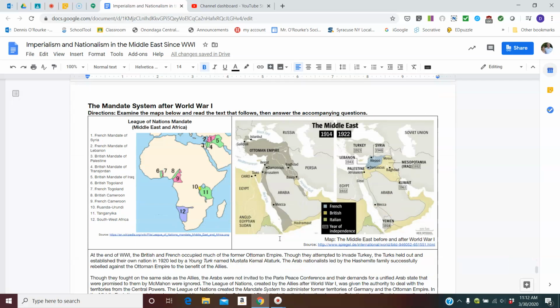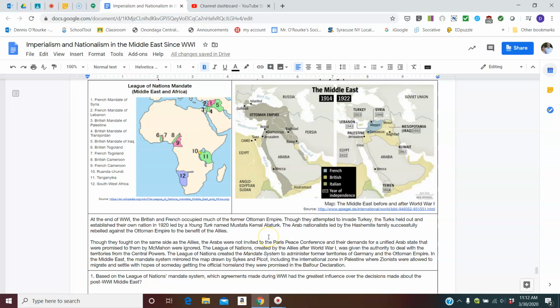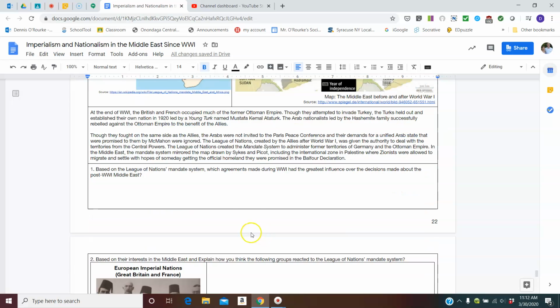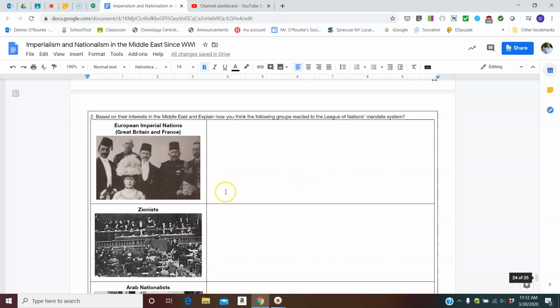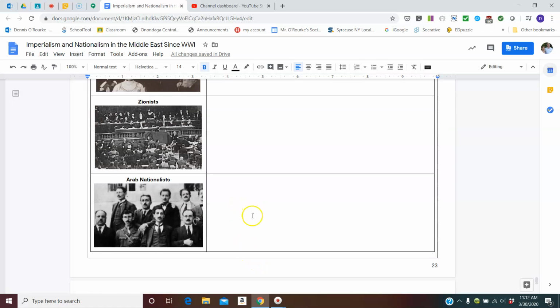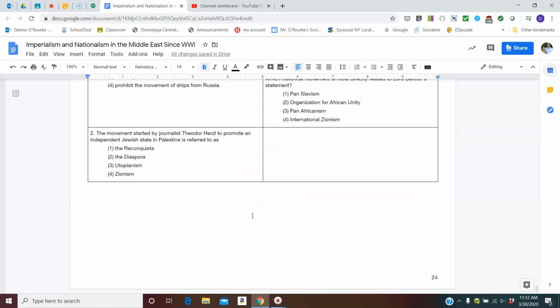And then finally, there's a little wrap up on the mandate system that comes in the Middle East that explains what actually happens beside the problems. You'll need to fill these in based on what you think the reaction of these people will be, who's going to be happy, who's not happy with what goes on. And then finally, just three multiple choice. Make sure you highlight the answers. So I will post the other three videos as I get them done with the documents, and we'll go from there.